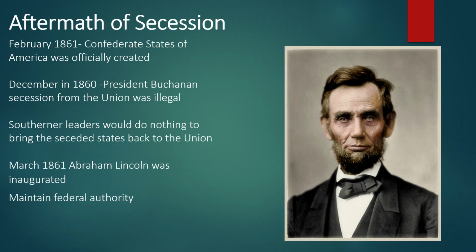So after the initial wave of Southern secession from all the Southern states seceding, the Confederate States of America was officially formed in February 1861, and it's going to have 7 states. President James Buchanan, he's still in office at this time, and he's going to declare in December of 1860 that it's illegal to secede from the Union.